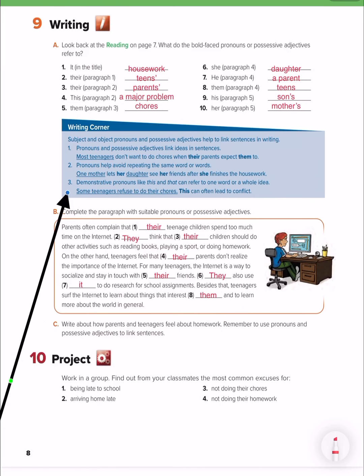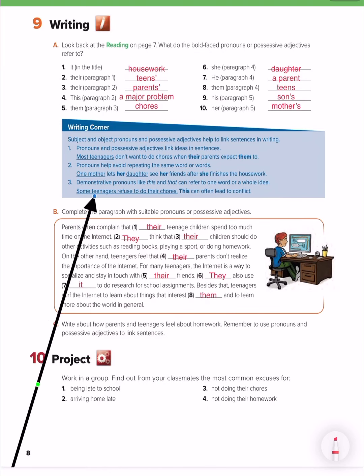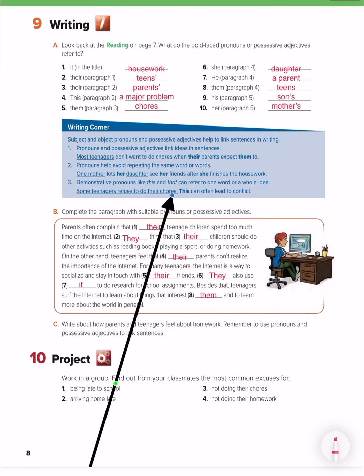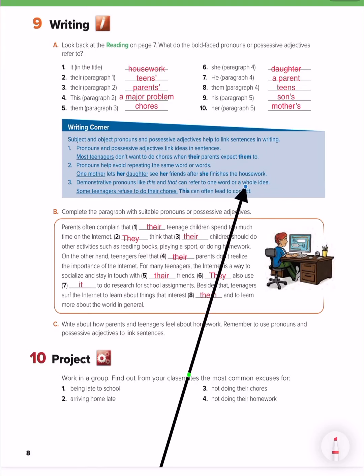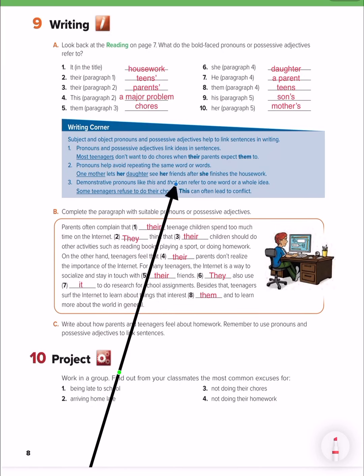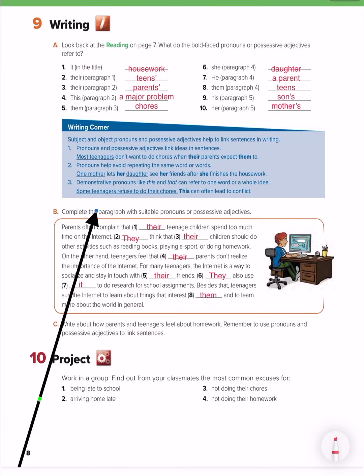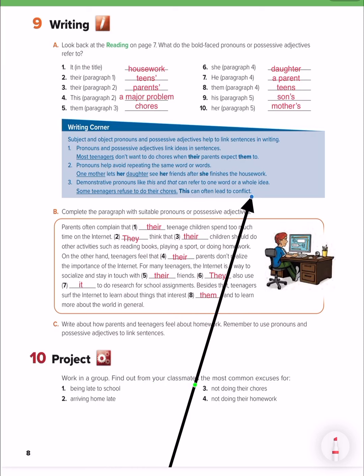Number 3. Demonstrative pronouns like this and that can refer to one word or a whole idea. Some teenagers refuse to do their chores. This, look here, we have this. It refers to one word or the whole idea. So this actually refers to the whole idea here. So it refers to all of these words. It's a sentence: this can often lead to conflict.